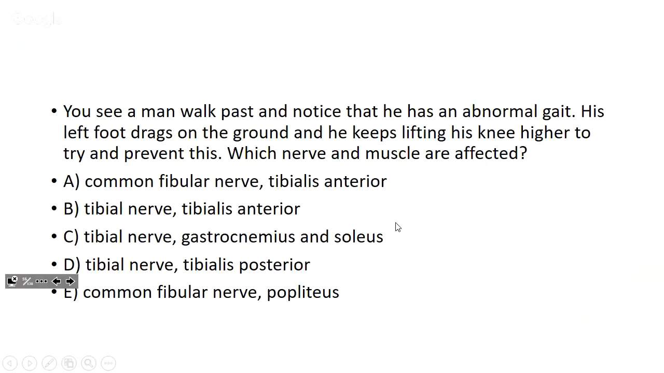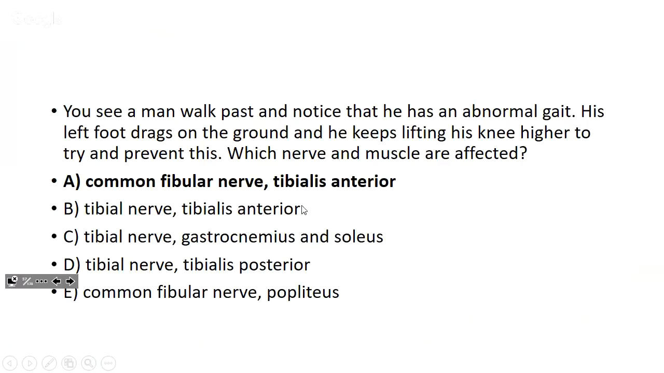Okay, so a man has an abnormal gait and his left foot is dragging on the ground. And he keeps trying to lift his knee higher to try to prevent this. So what are we seeing here first? What syndrome are we seeing? Yeah, I think I heard someone say foot drop. And what nerve is important in preventing foot drop? So yeah, it's the common fibular nerve.